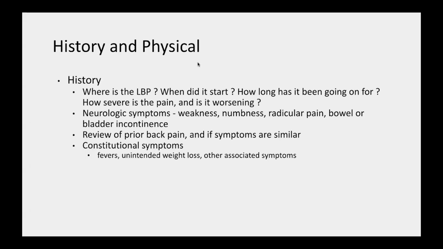So it's important that the patient helps explain where exactly their low back pain is localized to and give details such as when did it start? How long has it been going on for? How severe is the pain? And is it worsening over time? Additionally, we'd like to know, are there any associated neurologic symptoms? So these can include weakness in one or both legs, numbness in one or both legs, radicular pain, or sciatica type pain in the patient's legs. And are there any changes in their bowel or bladder function, such as incontinence?